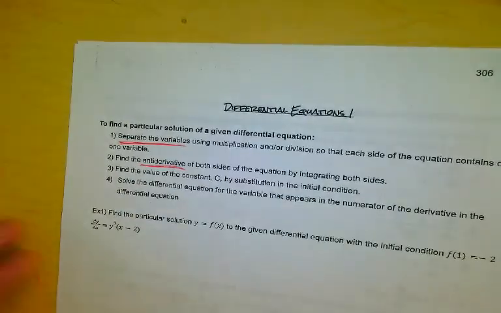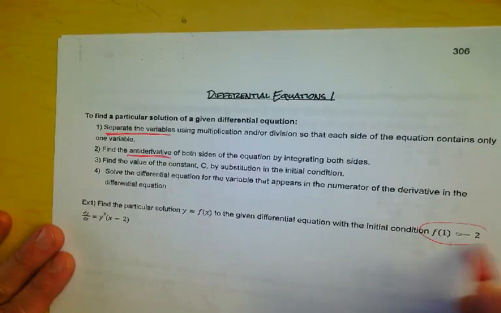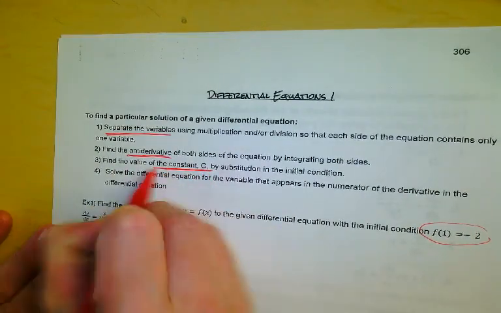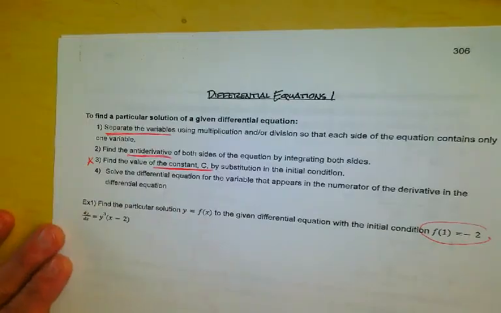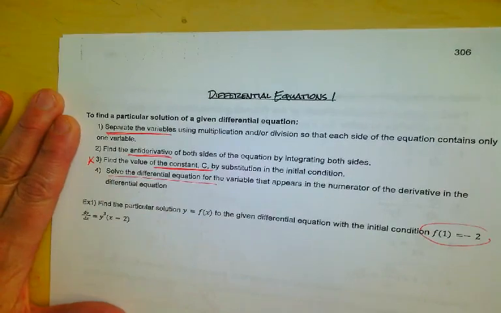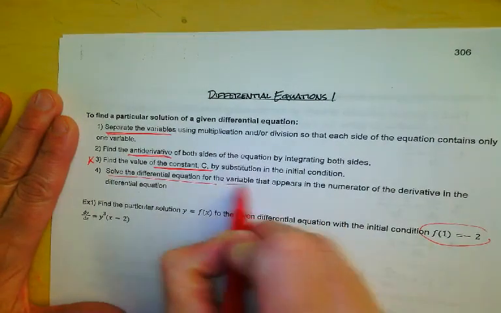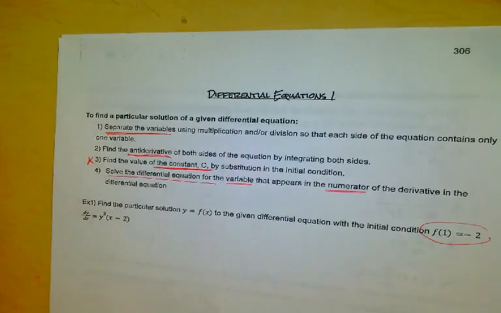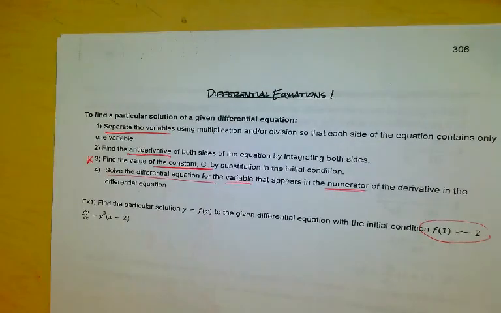But the new part today is they're going to give us an initial condition. So we are next going to find the value of c. And we did not do that yesterday. So this is kind of that new step. We're going to get c. And then we'll do what we did and solve that differential equation for the variable that appears in the numerator. Okay? So it's not always y, I guess, is the hint. It's whatever variable's in the numerator. So very similar to yesterday, we're just going to get the c value today.